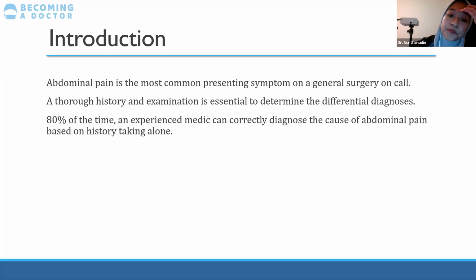80% of the time, an experienced medic can correctly diagnose the cause of abdo pain by history taking alone. So this shows how important history taking is. And the other 20% would be the examination. And then we can formulate a diagnosis and then treat the patient.